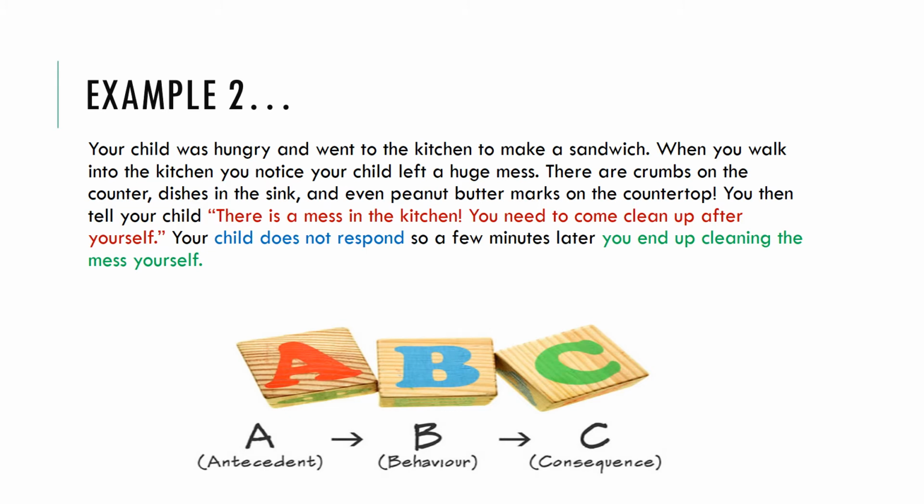So remember, the first thing we want to do is break this down by our ABCs. So in red, you can see what happens directly before the challenging behavior, which is you prompt your child to come clean up their mess. In blue is the challenging behavior we want to change, and green is what happens directly after the behavior occurred, which is you end up cleaning the mess yourself.